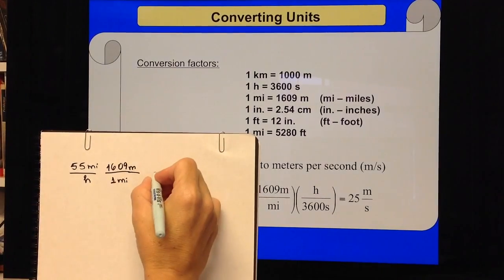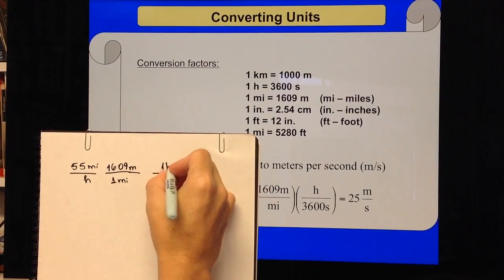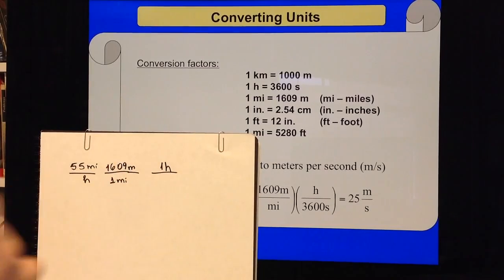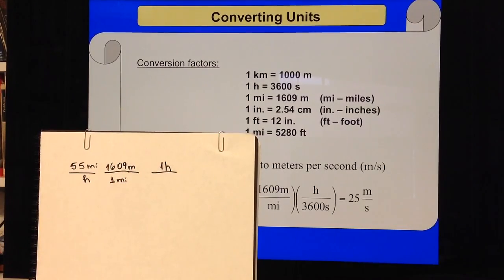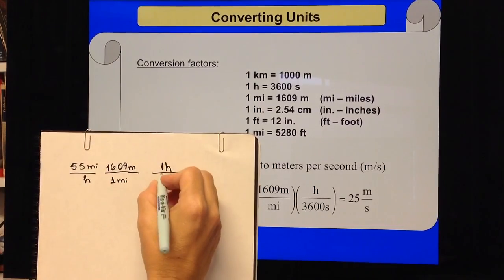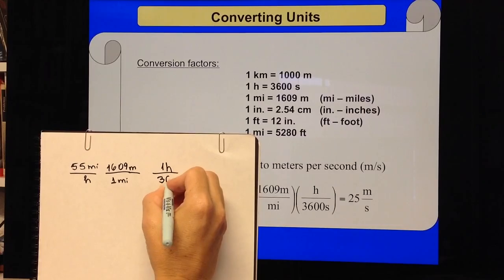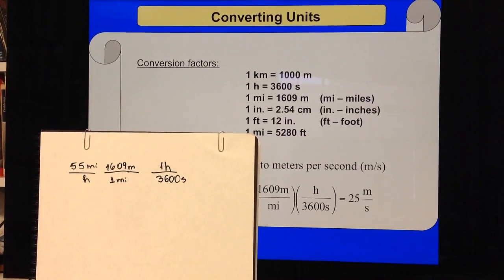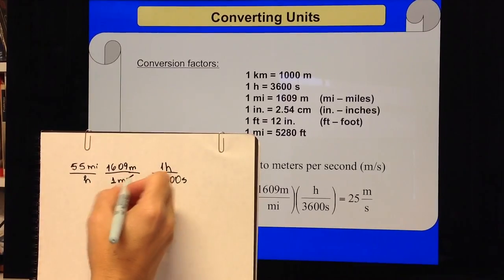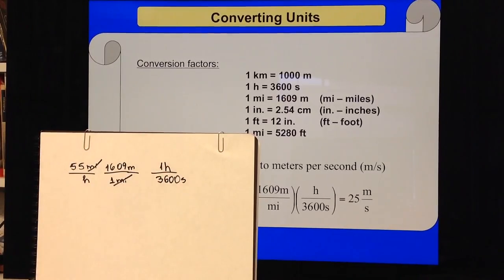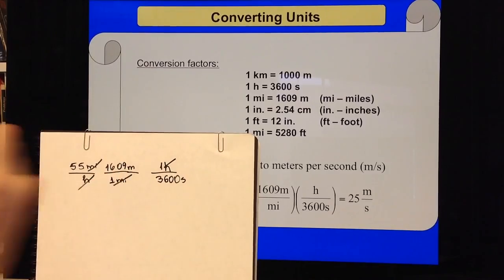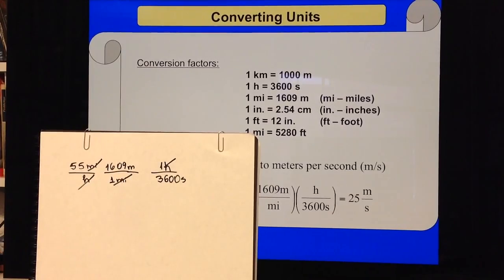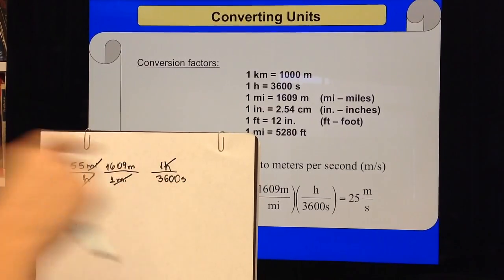I'm going to put hour in the numerator because then I can cut with the hour that is showing up in the denominator. But I cannot just do that. What is 1 hour? Well, 1 hour, as we said, is 3,600 seconds. Okay, so now this looks good because I'm going to cut the mile that I didn't want, and I'm going to cut the hour that I didn't want. And now I have my number written in meters per second.